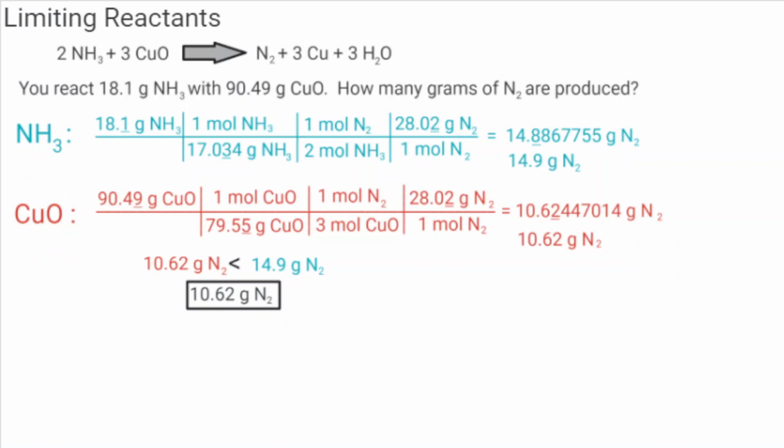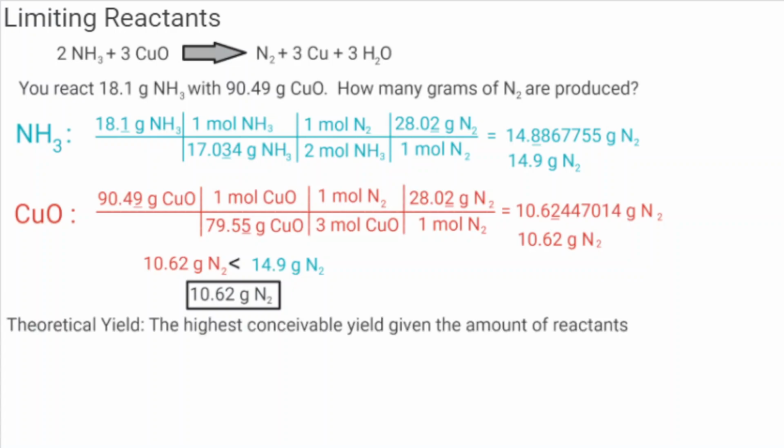All right, so for this 10.62 grams of nitrogen, what does this really mean? What does it really represent? If I was to react 90.49 grams of copper oxide with an excess amount of ammonia, would I really get out 10.62 grams of nitrogen gas? Well, in theory, yes. This is what is our theoretical yield, and it's the highest conceivable yield for the given amounts of reactants. And so we could potentially get out 10.62 grams of nitrogen gas if we did this reaction.